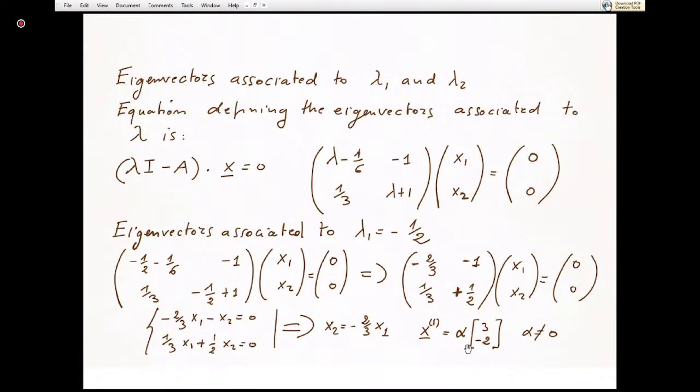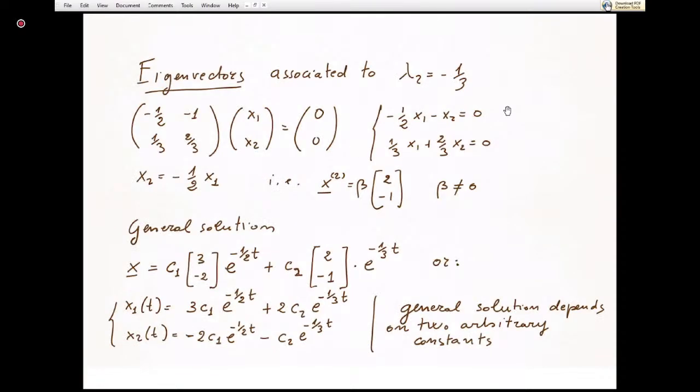If we do the same with the second eigenvalue, which is minus 1/3, we compute lambda 2 identity minus A, we solve the system, and we obtain that the second equation is the first equation multiplied by minus 2/3, so it is proportional again. x2 is equal to minus 1/2 x1, so the second component is minus 1/2 the first component. This is the second eigenvector, and this is the general solution.